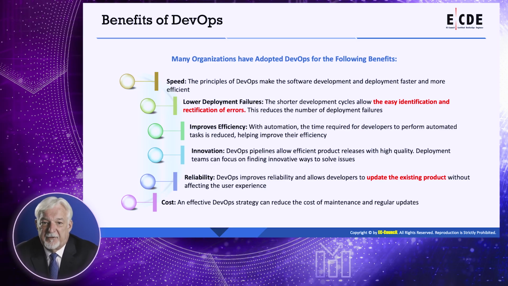The main benefits of DevOps: number one is speed. Basically, you can get software developed and deployed faster and more efficiently, more accurately than you could before. You have lower deployment failures. The shorter development cycles allow the easy identification and rectification of errors. It reduces the number of deployment failures. These are picked up earlier in the cycle of development or throughout this entire development phase. You're looking for errors and problems as you move code in, as you move through the DevOps frameworks.